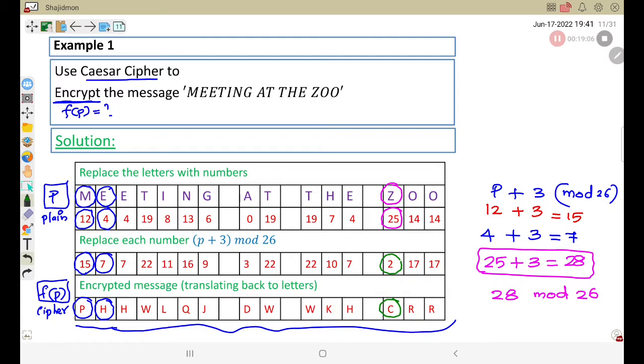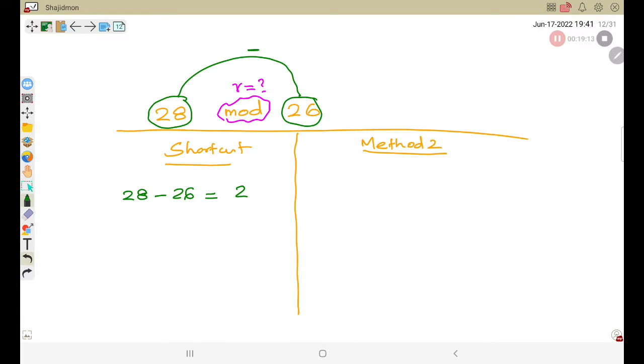Why are we taking mod 28? Because we have letters only up to 25, correct? 0 means A and 25 means Z. After 26, 27 we need to write the same letters again. That is why we are taking mod 26. So this is the shortcut way.